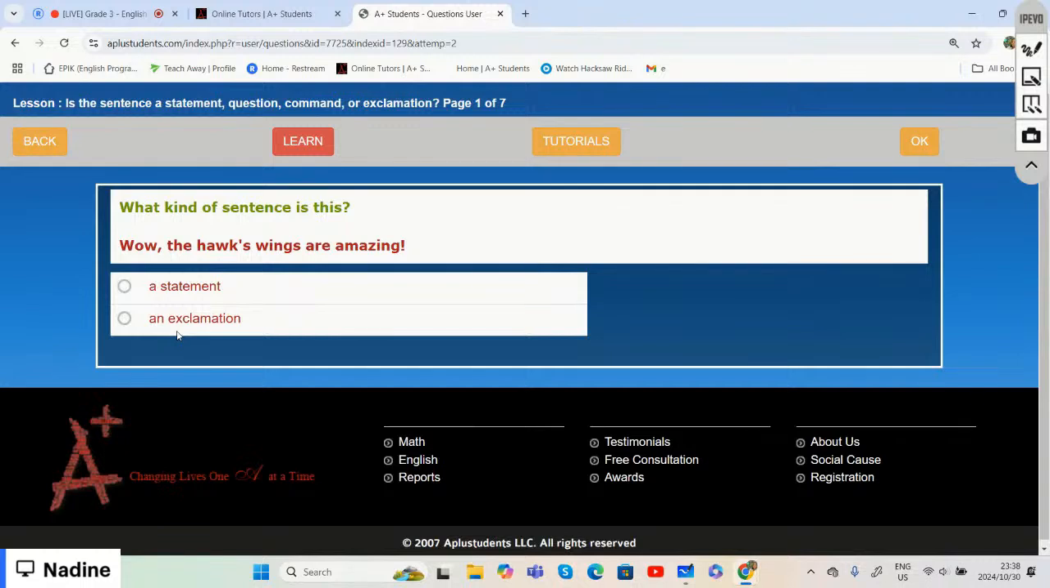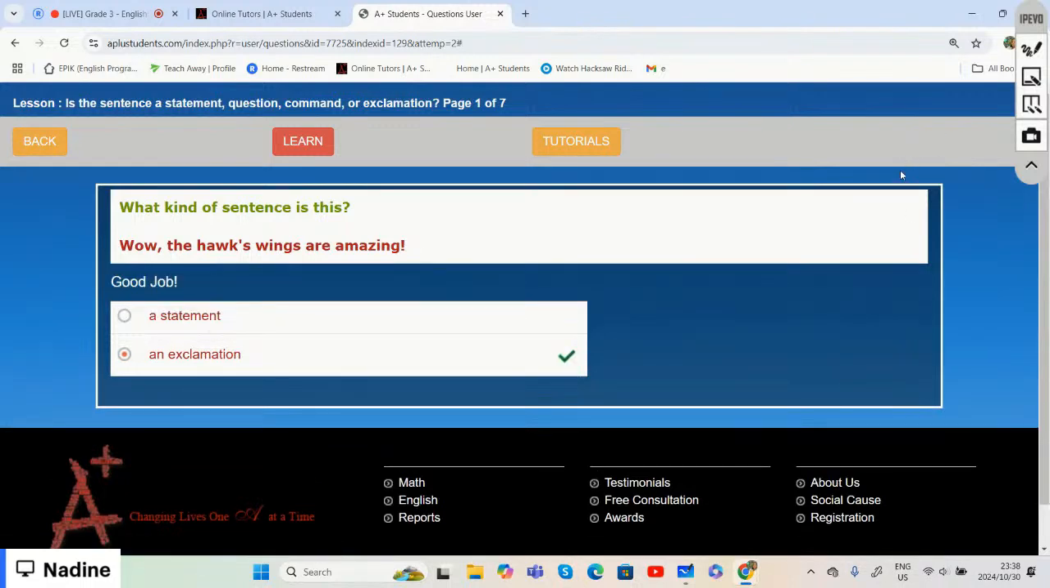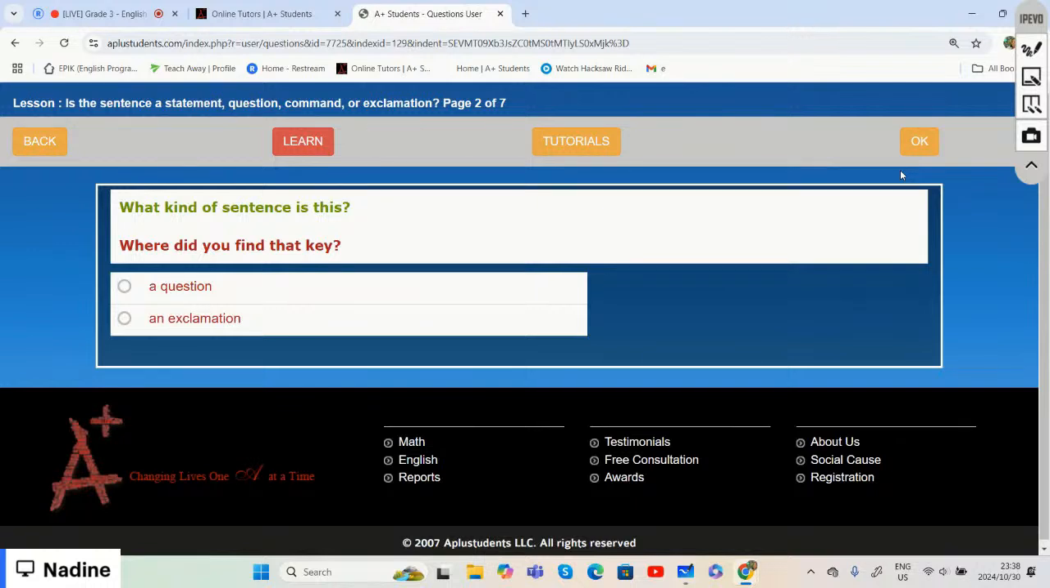All right. So if we were to look at the specific sentence, it says, wow, the hawk's wings are amazing. It's like you're bragging to your friend, you're like, oh, did you see that? So that is option two, an exclamation, and it has an exclamation point. Yes, well done. Exclamation is correct.